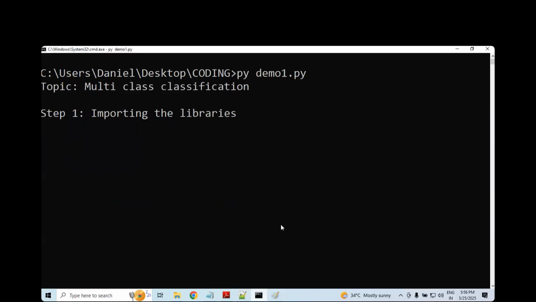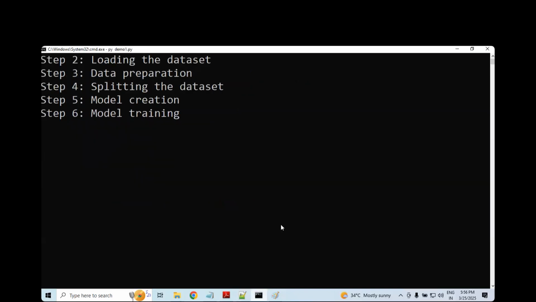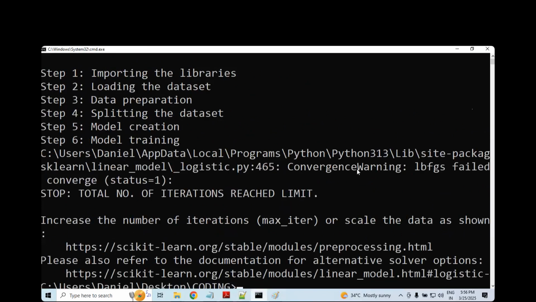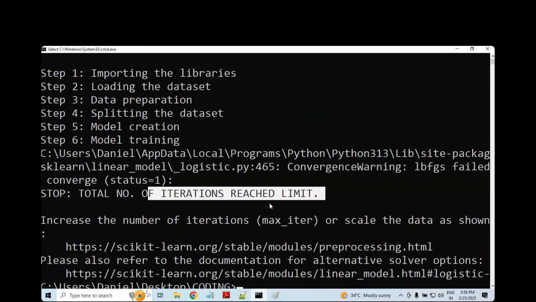Now come and look at my screen. Make a note on this one. You are getting one warning. The warning says the total number of iterations reached the limit. There is no memory. Why? Because this is not small scale data. This is very huge data.